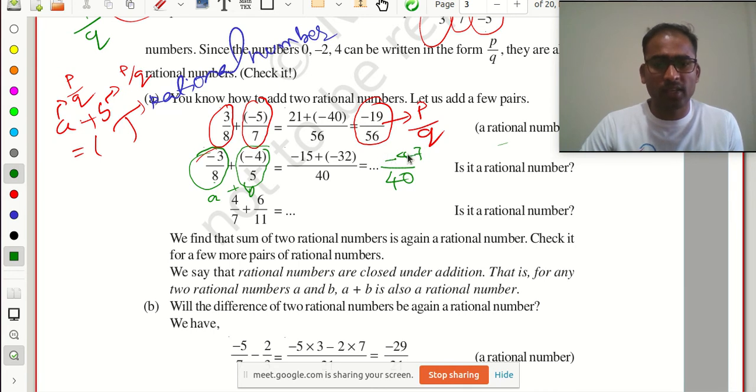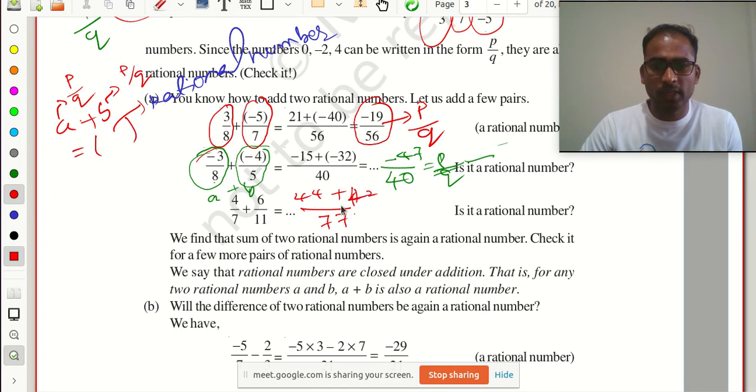Yes, this is perfectly a rational number because this is in the form of P by Q only. So I can say this is a rational number. Here, 4 by 7 plus 6 by 11. What is the LCM of this one? 77, plus 44 plus 42.